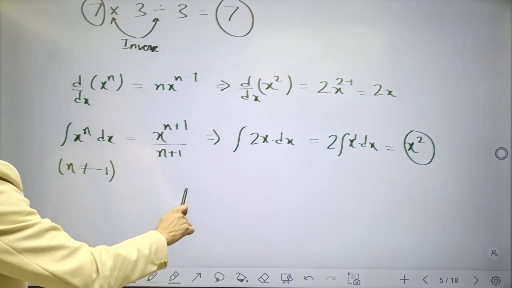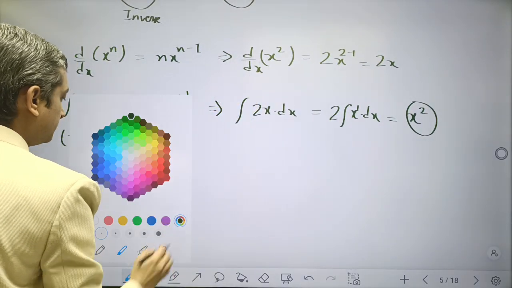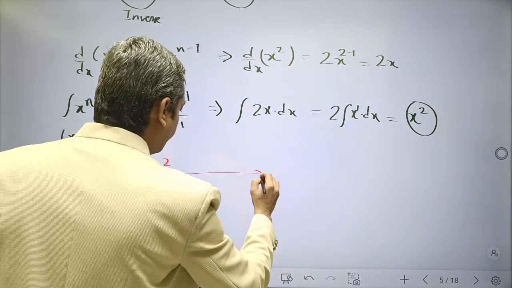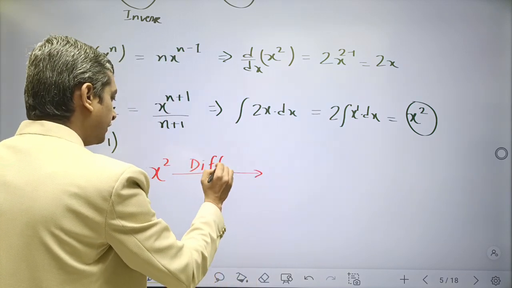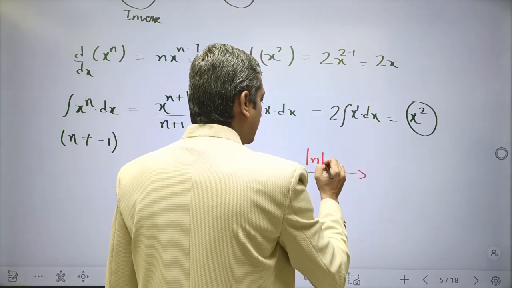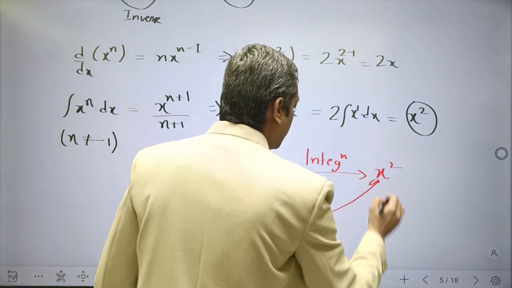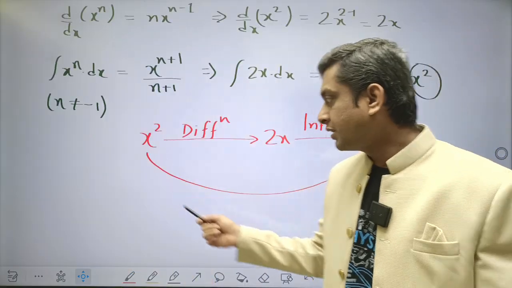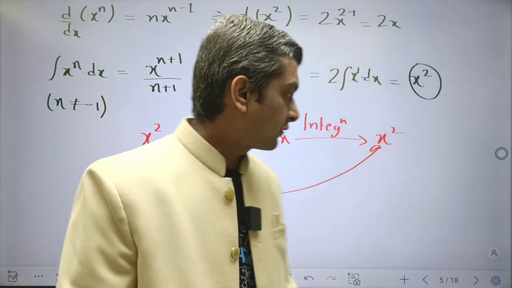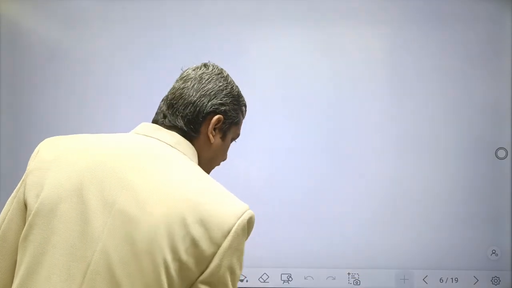So observe the sequence. We have started from x square. We have differentiated this x square, dear students, and we get 2x, and after integration, we again got x square. So are you getting? We have started from x square and finally we get x square. That's why we say that differentiation and integration are inverse processes of each other. So are you getting, dear students? So this is the logic, isn't it?